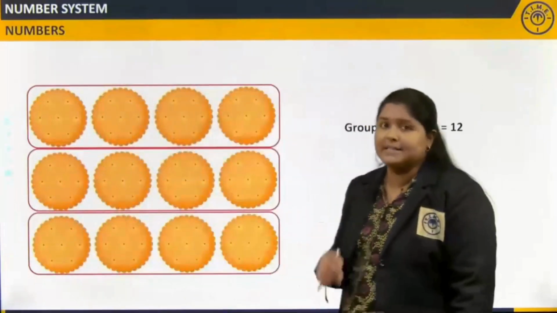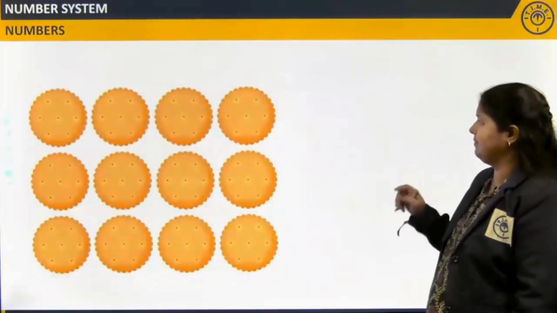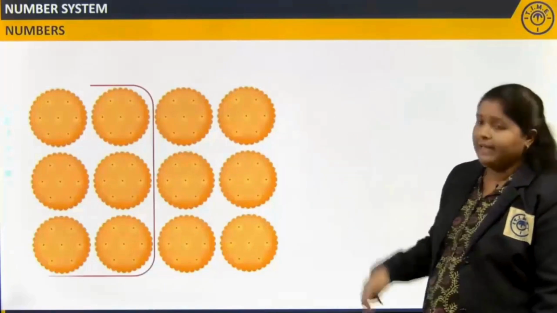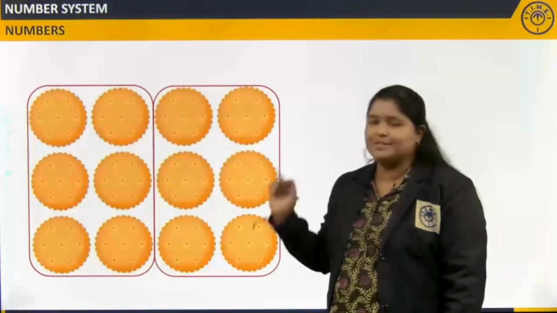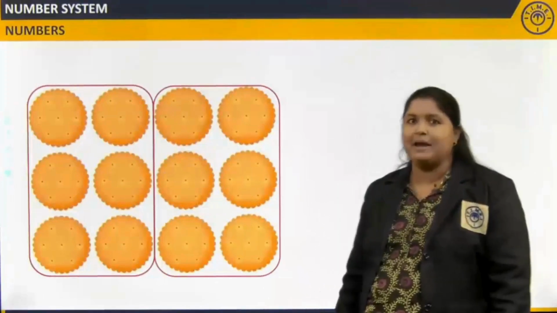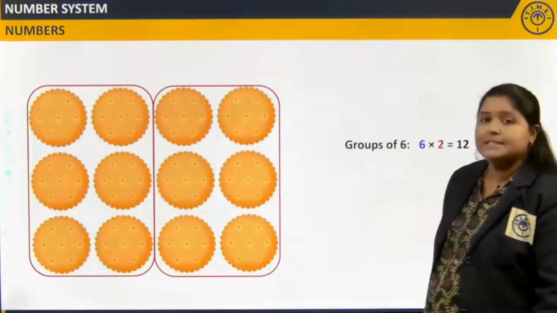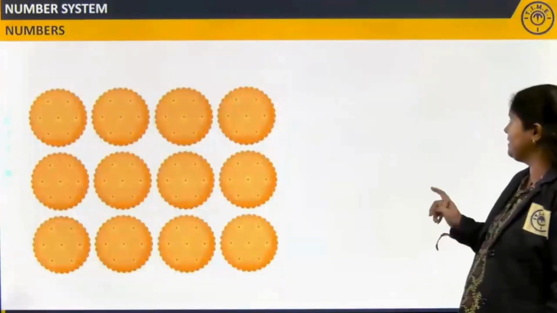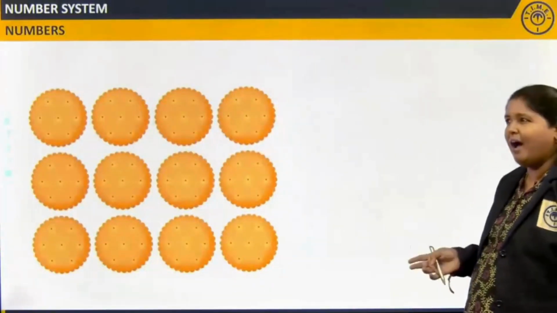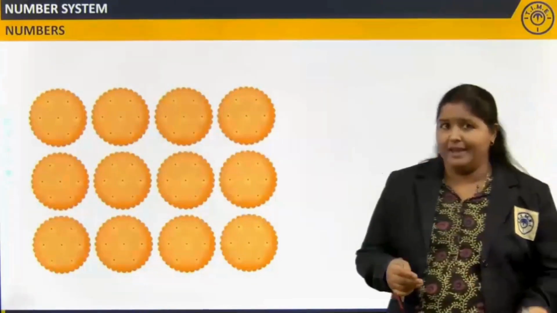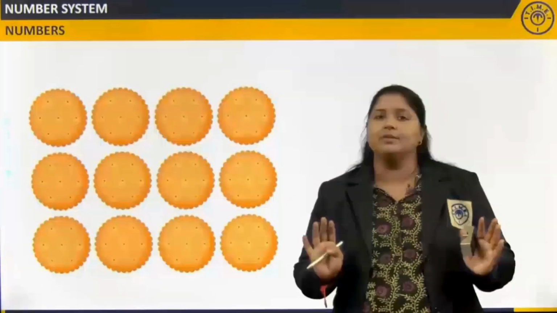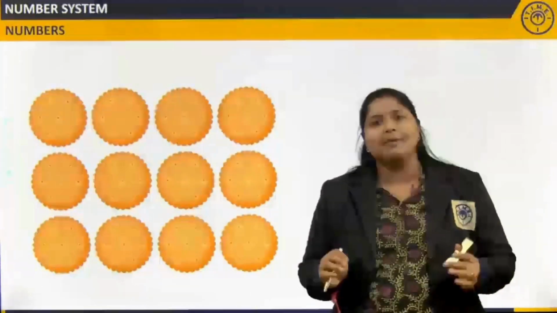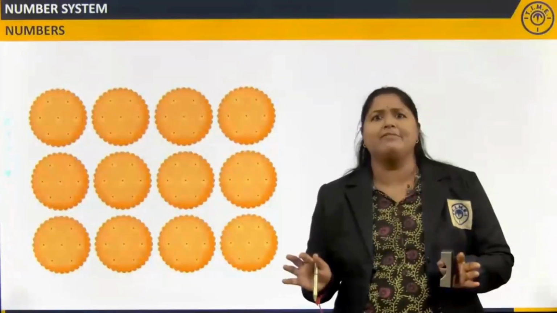Now what? 6. Is it possible? Let us see. Yes, it is possible to group them into 6. Here is 1, here is 1. There are 2 packs, right? Each pack containing how many? 6 cookies. So groups of 6 is equal to 6 into 2, 12. After that, 7, 8, 9, 10, 11, nothing will work. Each time you try to group them, there will be some left over.